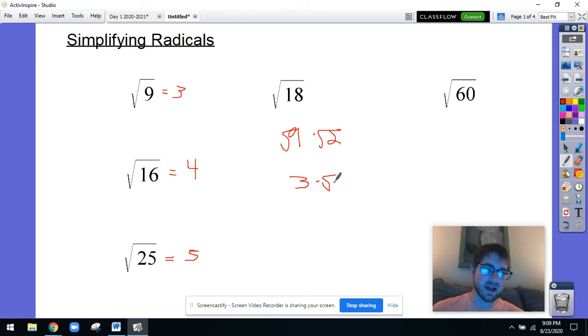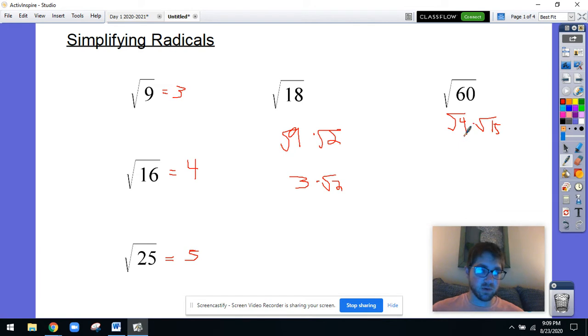So if you can find one of the factors of your given number as a perfect square, then you can rewrite it something like this. I'm going to do the same thing with 60. What multiplies to make 60? Let me think here. Oh, I remember now. It's 4 and 15.